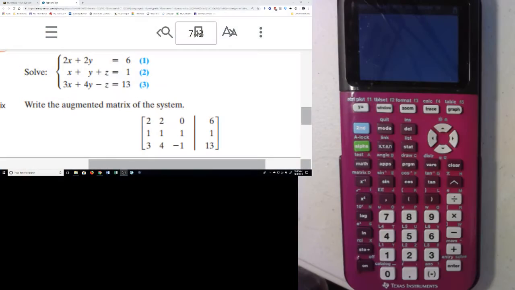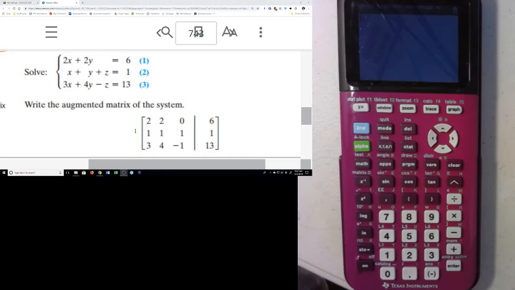Okay, so this is the video that I promised you in class about how to use matrices to solve systems of equations on the TI-84 calculator. So I have a problem that we did in class right here, and we're going to do this on the calculator.